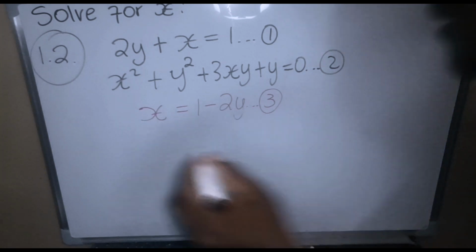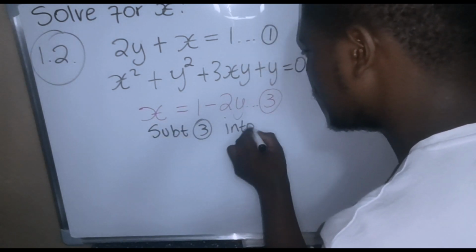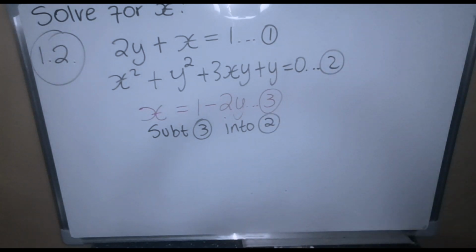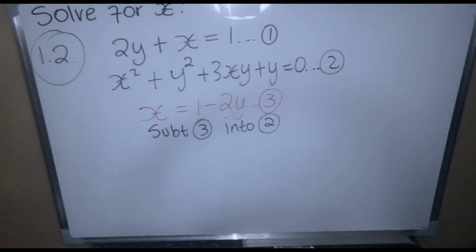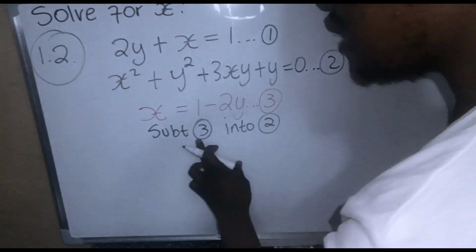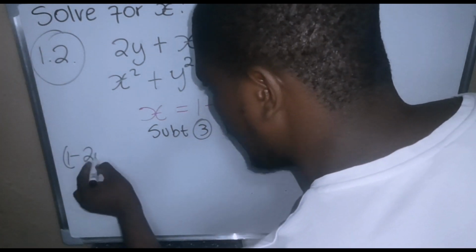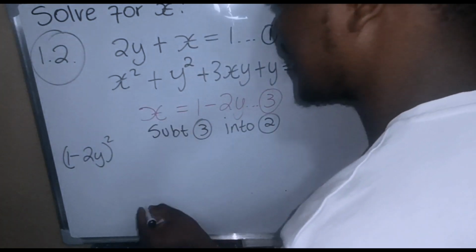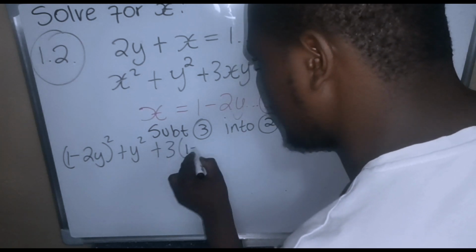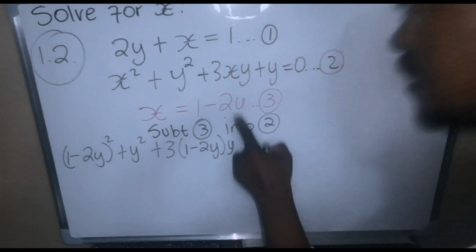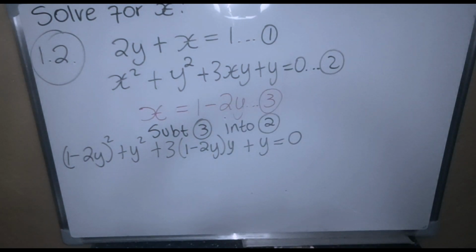Then substitute equation number 3 into equation number 2. Very important. So where you see x in our equation number 2, you put in 1 minus 2y to solve for y. That's the basic logic behind that. So where I see x, I put in 1 minus 2y. Here on my second equation, plus y squared plus 3 times 1 minus 2y times y here plus y equal to 0. So for y from this equation.